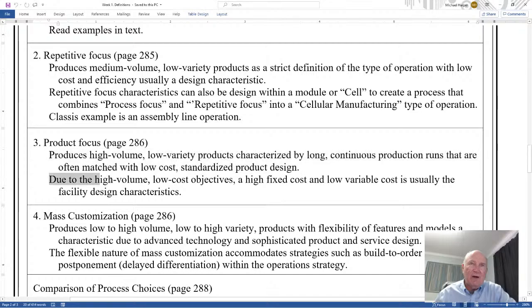Due to the high volume, low cost objectives, a high fixed cost and low variable cost is usually the facility design characteristic.